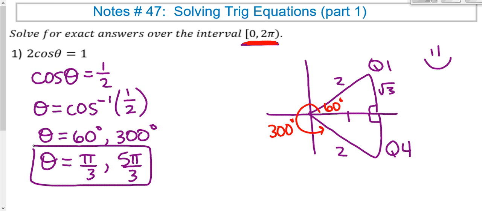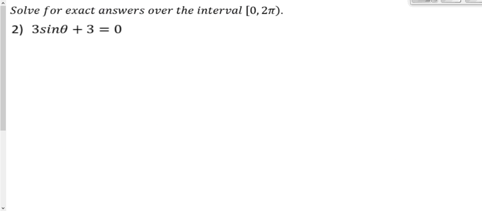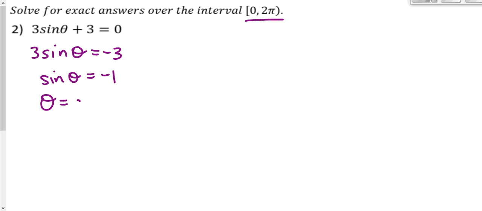Let's move on to number 2. 3 sine theta plus 3 equals 0. Again, solving for answers over the interval from 0 to 2 pi. So let's start by subtracting 3 from both sides and divide both sides by 3. Now let's take the inverse sine of both sides, and theta is the inverse sine of -1. So you're thinking to yourself, I want the angle whose sine is -1, and I want all possible answers that fall between 0 and 2 pi.